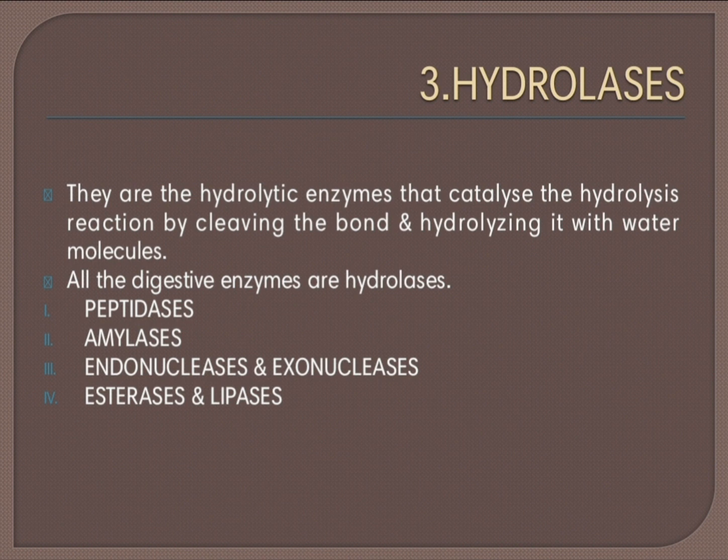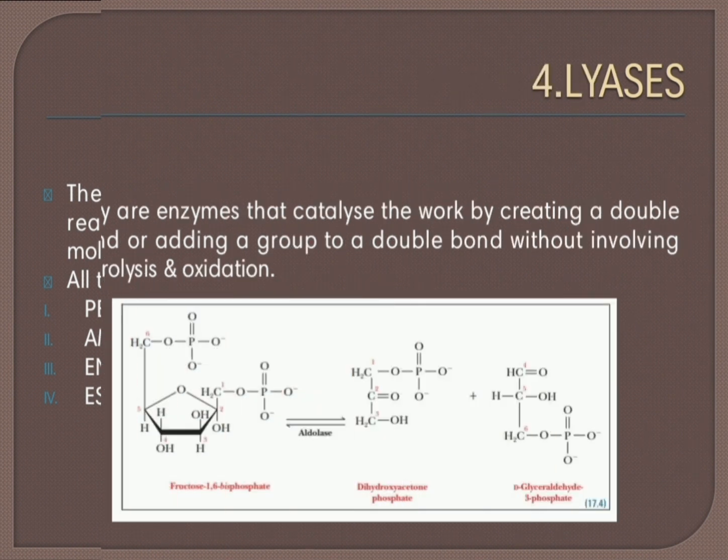Next one is amylases. Amylase enzymes can hydrolyze the glycosidic bond of carbohydrates. Next one is endonucleases and exonucleases. These enzymes hydrolyze the phosphodiester bond of nucleic acids. Fourth one is esterases and lipases. These enzymes hydrolyze the ester bonds of lipids.